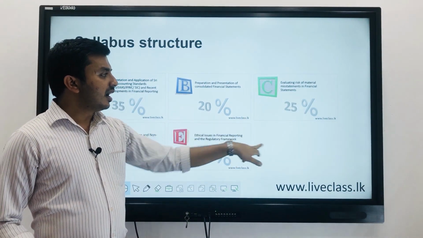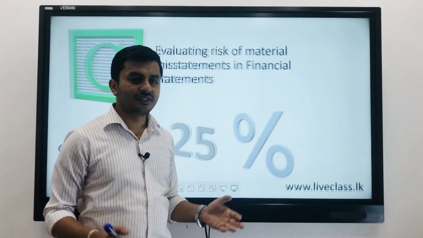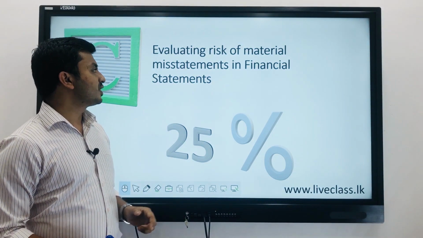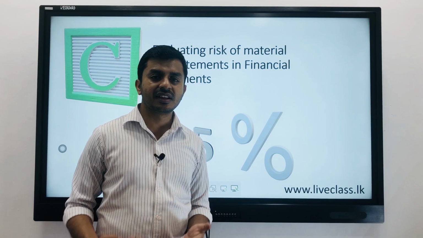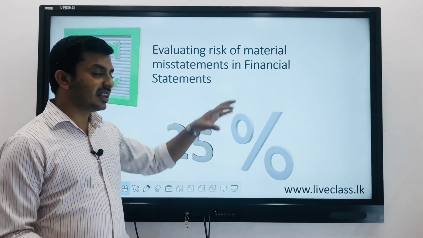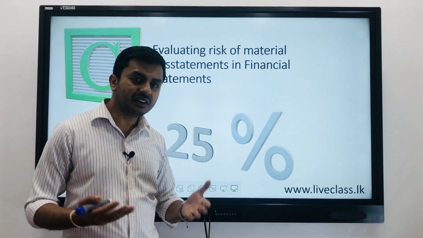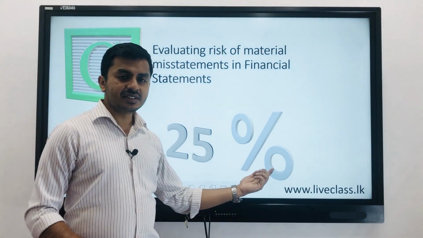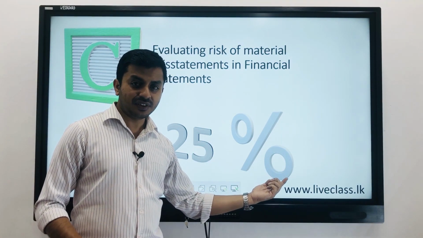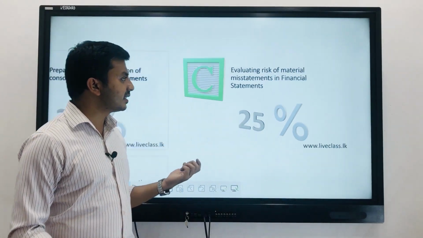Next one, part C of the syllabus, explains evaluating the risk of material misstatement in the financial statements, right? How we should gain the knowledge to evaluate any material misstatement in the financial statements in the concept of materiality. So that also gives a weightage of 25% in your syllabus.